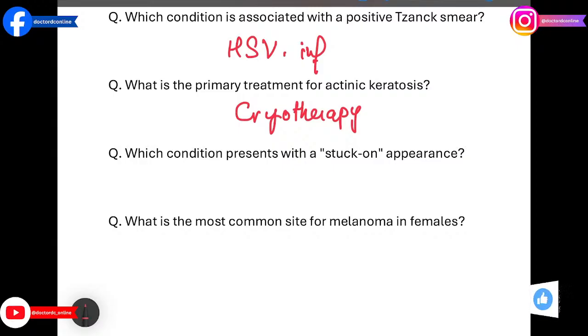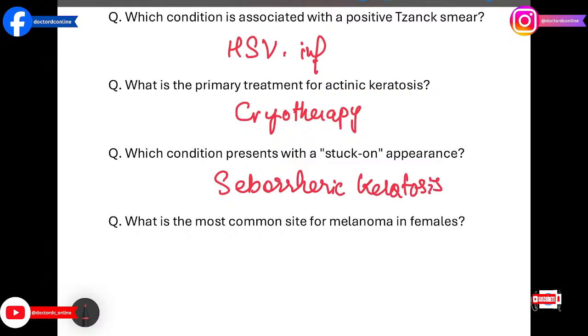Which condition presents with a stuck-on appearance? Seborrheic keratosis. These benign warty growths are common in older adults.